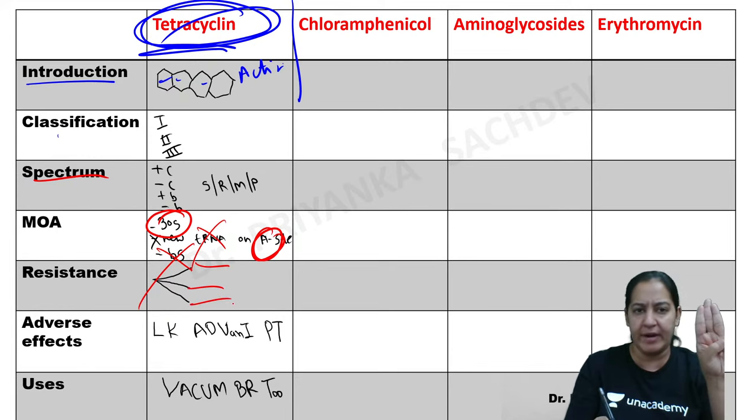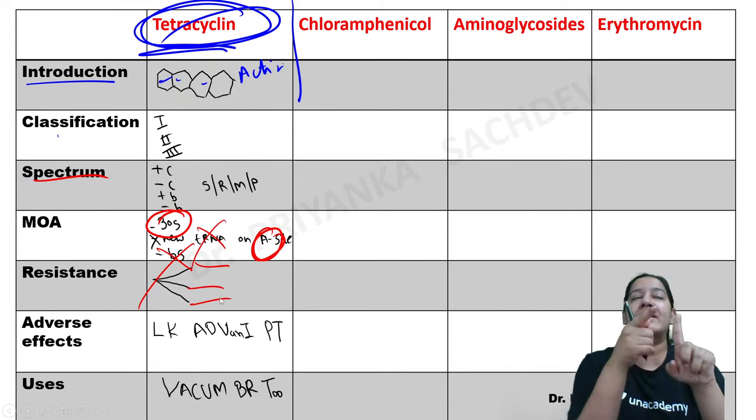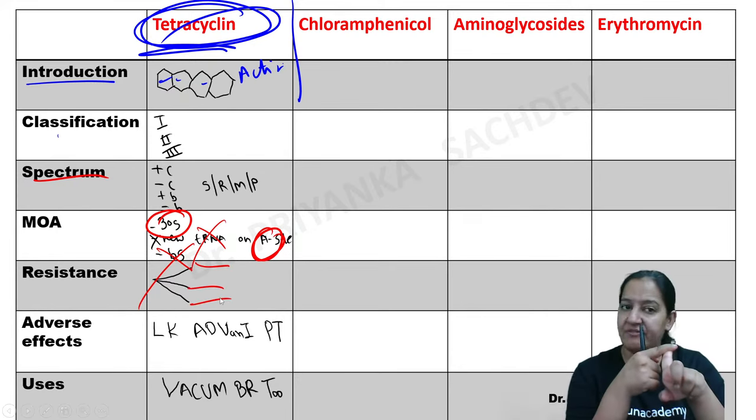You already know the 3 ways of resistance. Bacteria will decrease influx or increase efflux, cover the ribosome with a protective covering, and form enzymes against the tetracycline.